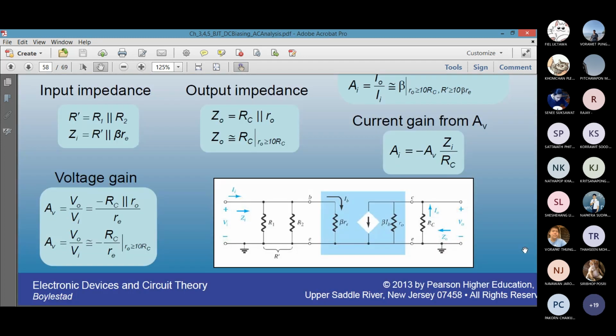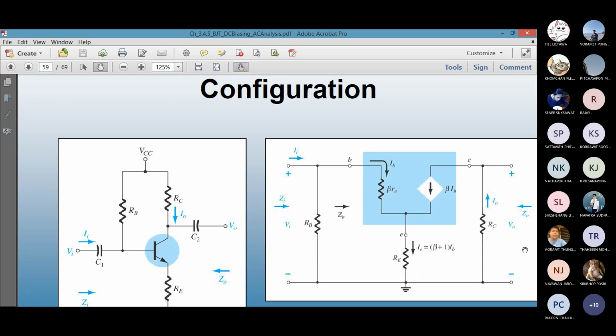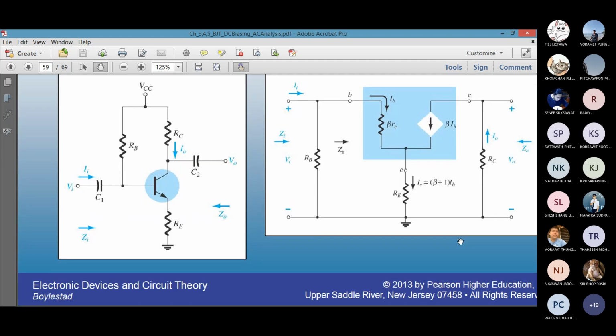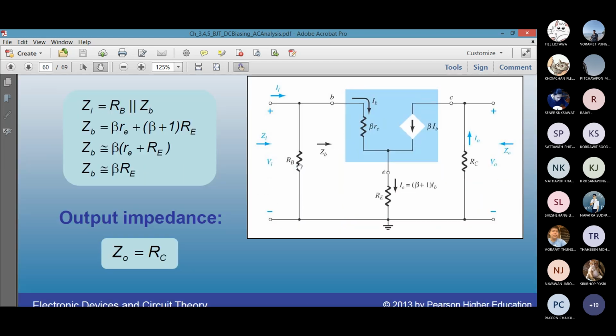There's one example which is unbypassed RE. So the equation becomes a bit different, the circuit becomes a bit different. See, the impedance calculation is different. I rarely ask this, but this is something that you have to be mindful of.